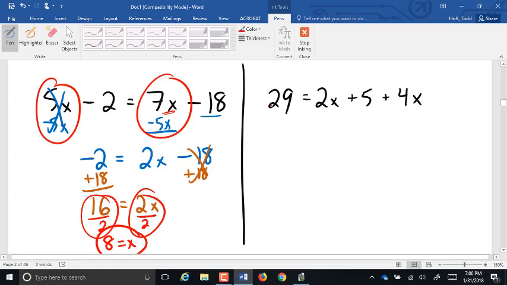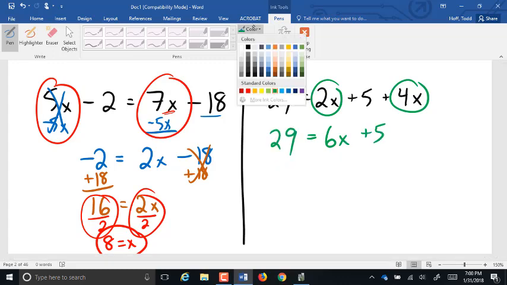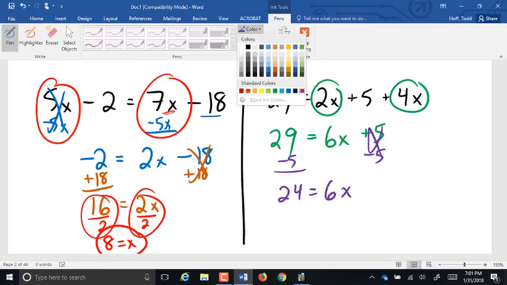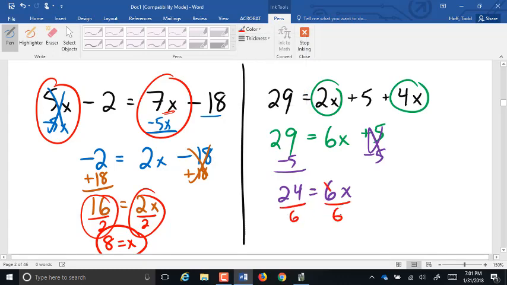On the right one over here, the 29 equals 2x plus 5 plus 4x. What do we do first? We combine 2x and 4x, which are on the same side, so we make them into 6x plus 5. And there's still 29 on the other side. And then we subtract 5. So 24 equals 6x, that 5 is gone. And then divide by 6. That 6 is gone. 4 equals x, or x equals 4. Any questions there?